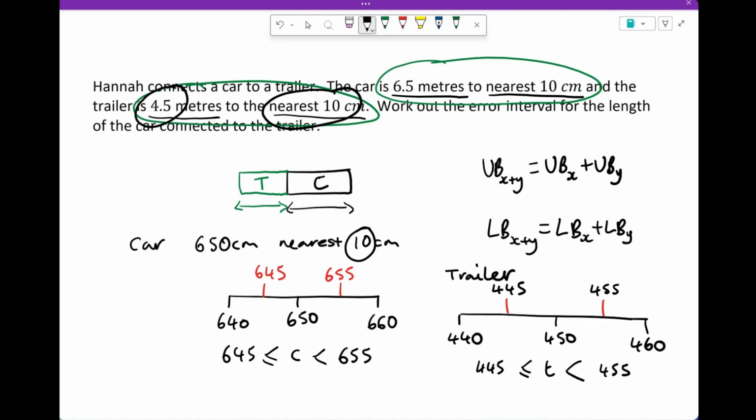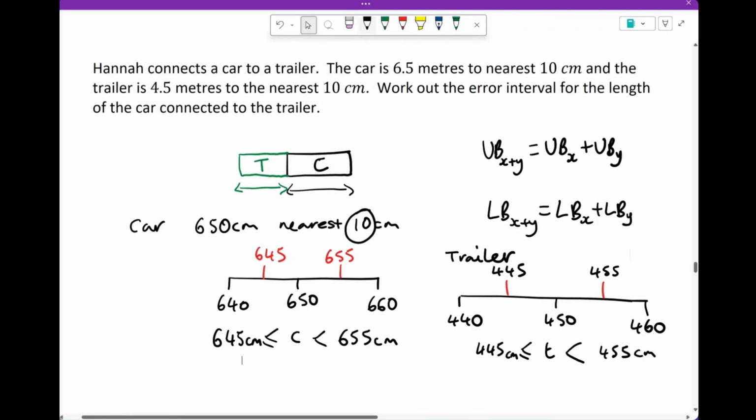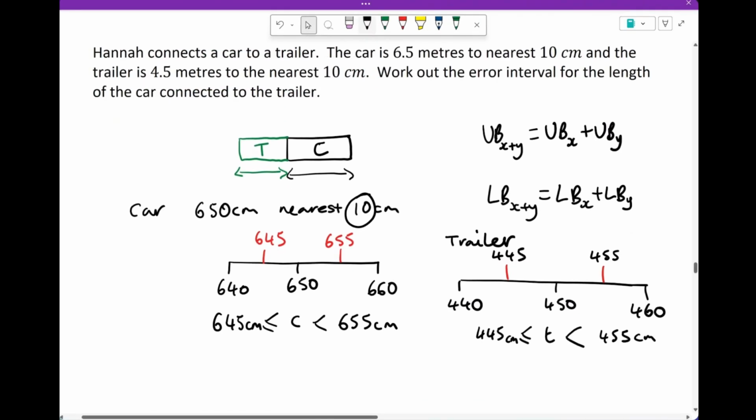Now the one thing I did forget is my unit. So centimeters, centimeters, centimeters, and then let's just squeeze these centimeters in next to the 645 like that. Now we've worked out the error intervals for each individual number. We now need to consider what we're actually asked to do to answer the question. So we need to work out the error interval for the length of the car connected to the trailer.